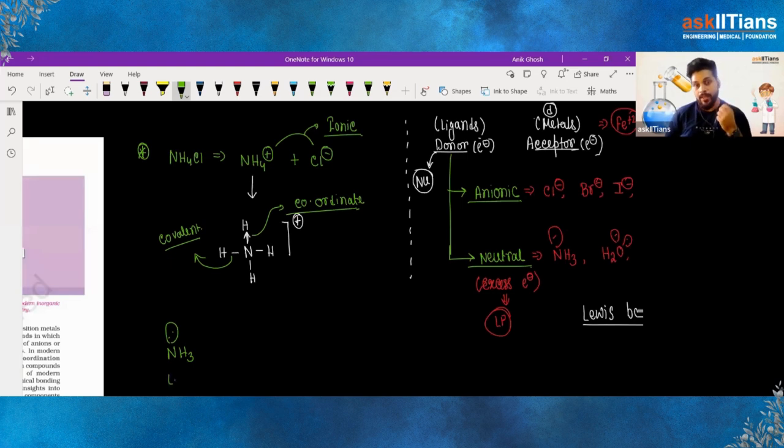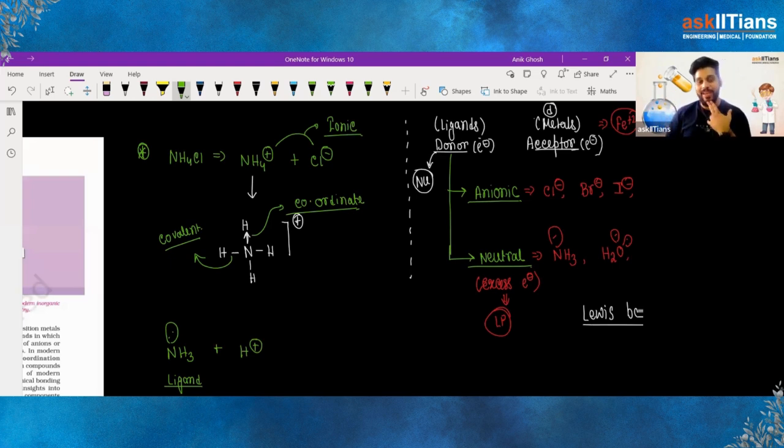So this is my ligand. What kind of ligand, guys? A neutral ligand, or I should call it a Lewis base, all the same things. You can call it a neutral nucleophile as well. Now, let's say I am treating this with a little bit of acid, H+. Guys, H+ is a classical beggar of chemistry.